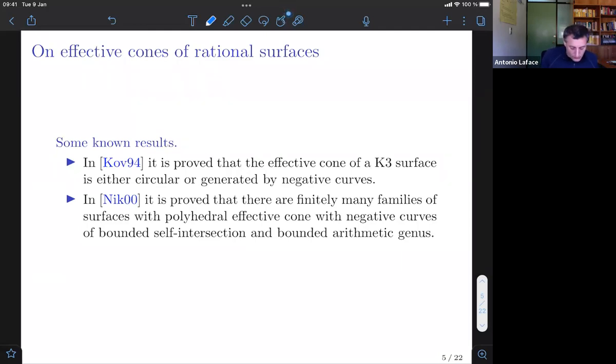In 2000, Nikulin proved that there are finitely many families of surfaces with polyhedral effective cone and such that negative curves have bounded self-intersection and bounded arithmetic genus. So this is quite an important result, and we are also going to cite the same paper for another characterization of the pseudo-effective cone.